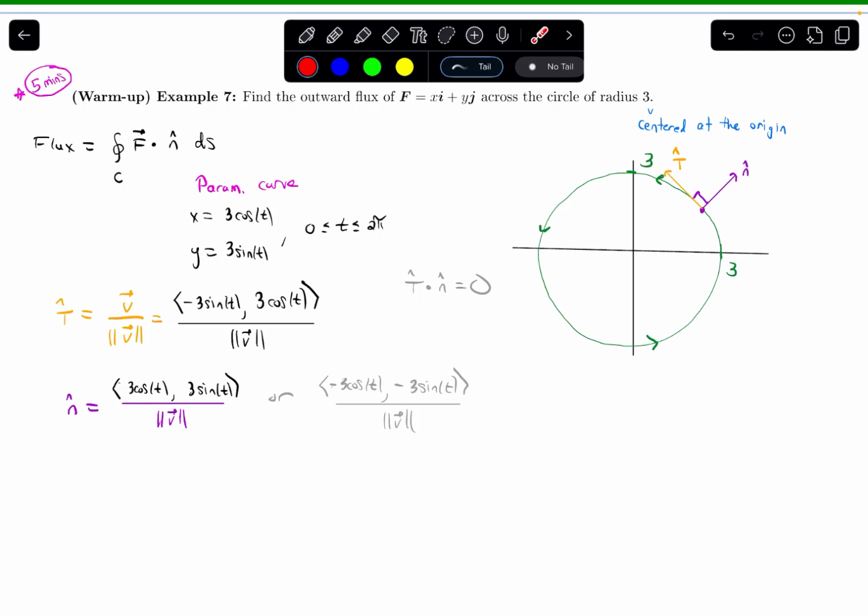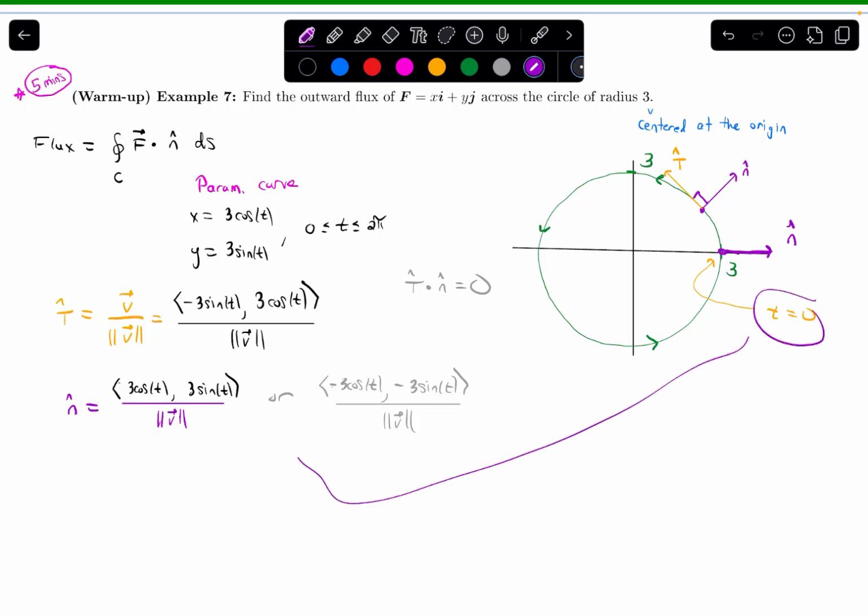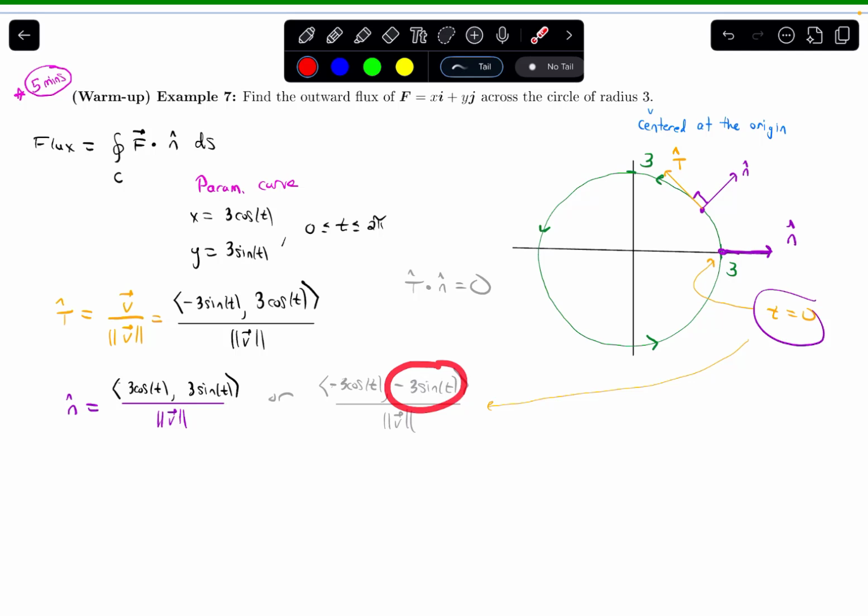So maybe I'll take the t value 0, and I know that at that time we are at this point. And at that point, if I draw my normal vector, it would be pointing outwards. So that would be to the right, my normal vector. So let's figure out, when I plug t equals 0 into both of these formulas for the normal vector, which one gives me a normal vector that's pointing to the right. If I plug t equals 0 into this first one, the x component will be negative 3, the y component will be 0. So if x is negative and y is 0, that would be pointing to the left. So that can't be it.